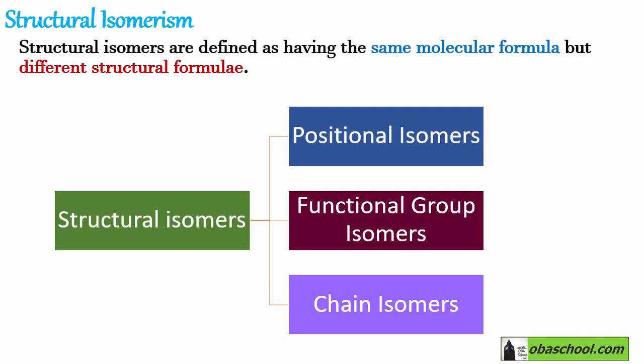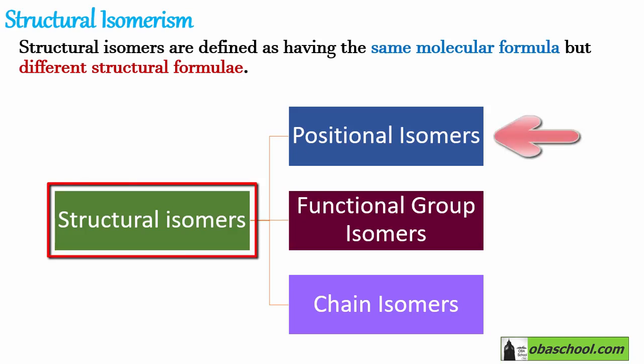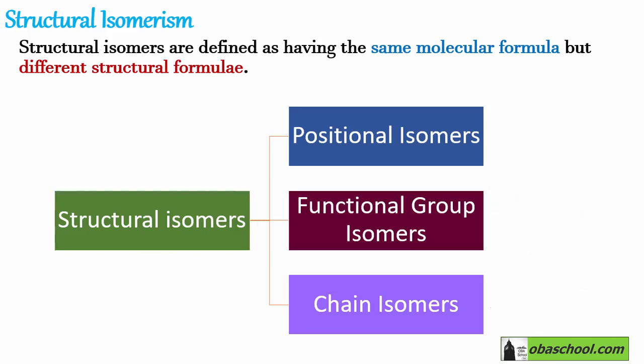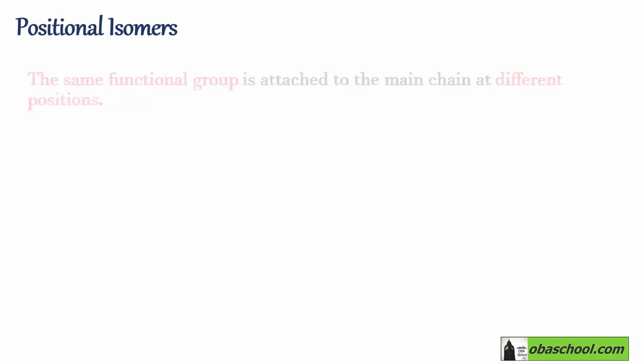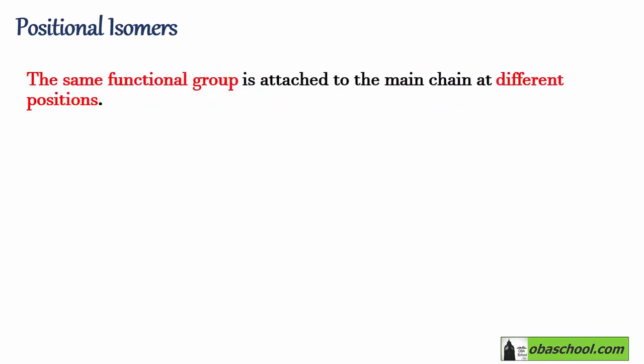As mentioned in the previous tutorial, we have three subdivisions of structural isomers, which are positional isomers, functional group isomers, and chain isomers. Let's start with positional isomers. In positional isomers, the functional group, which will be the same, is attached to the main chain at different points.